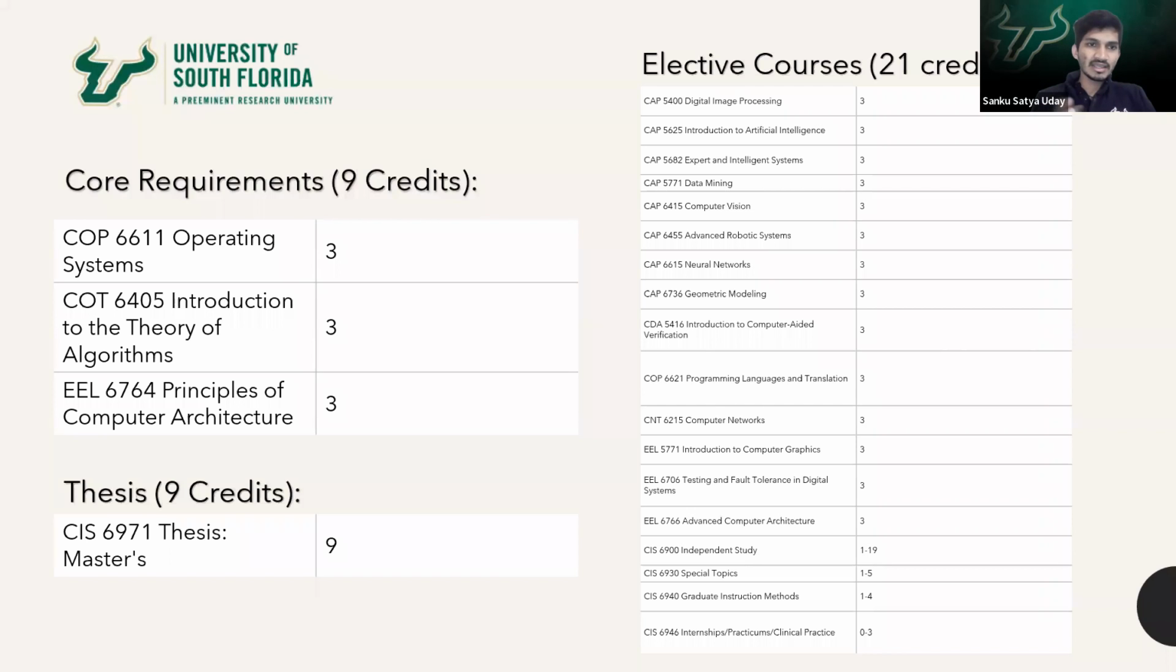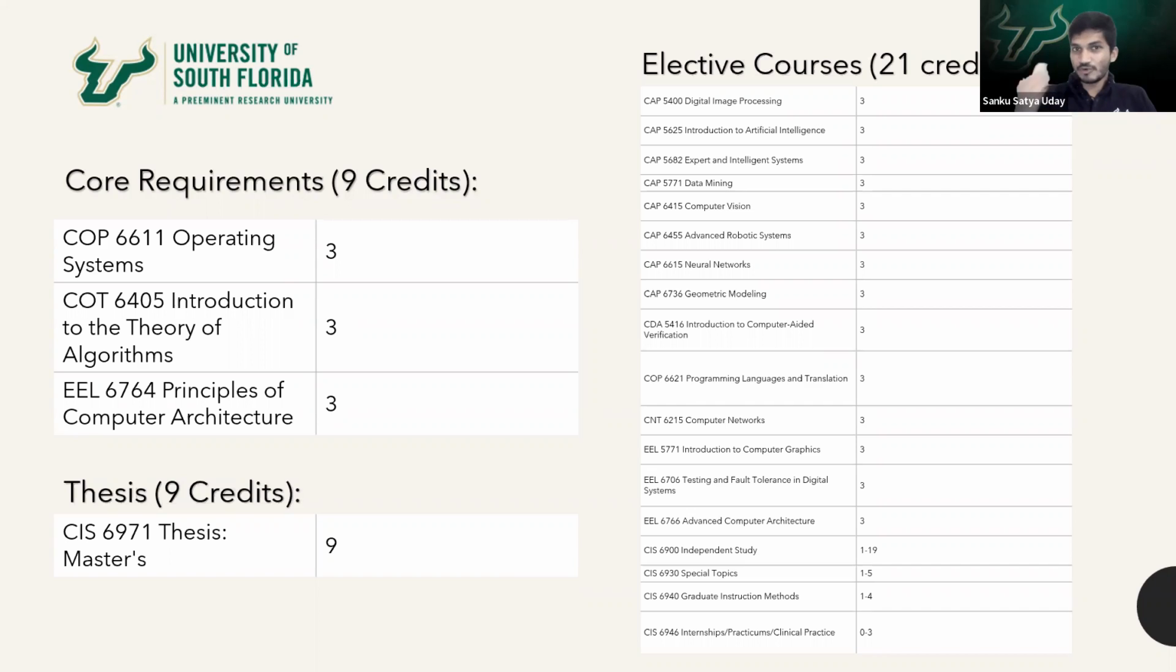Here in my master's university, there are 3 core requirements, which are operating systems, introduction to the theory of algorithms, and principles of computer architecture. In these 3 subjects, I need to maintain a specific grade. Otherwise, there would be some issues, which we will discuss later. And also, I need to do 7 elective courses in total, in addition to these 3 courses, in order to satisfy the 30 credit requirement in total.